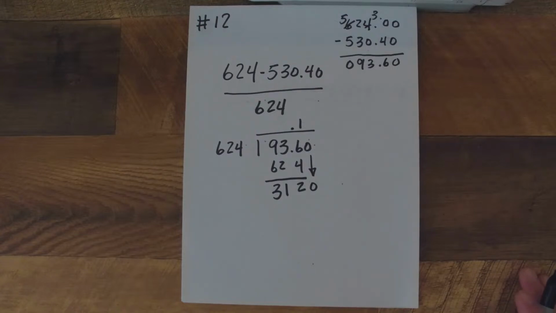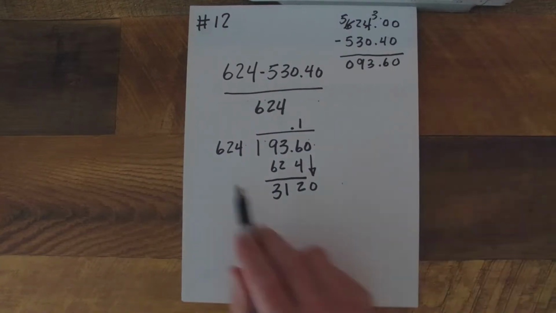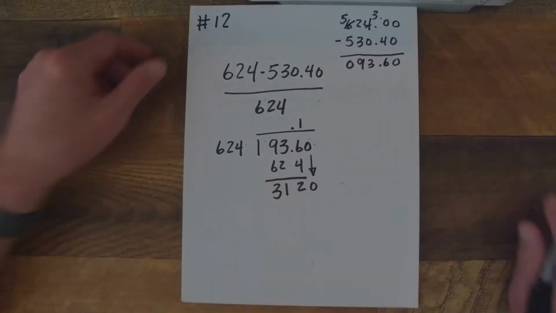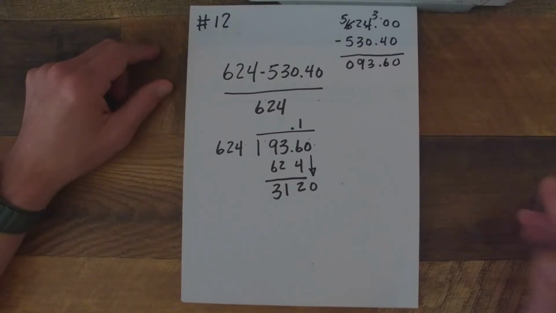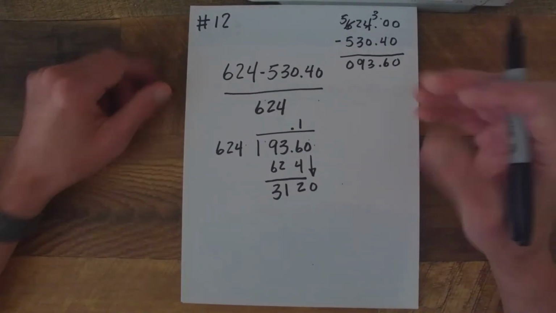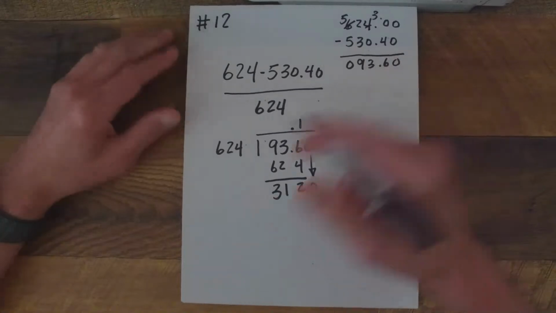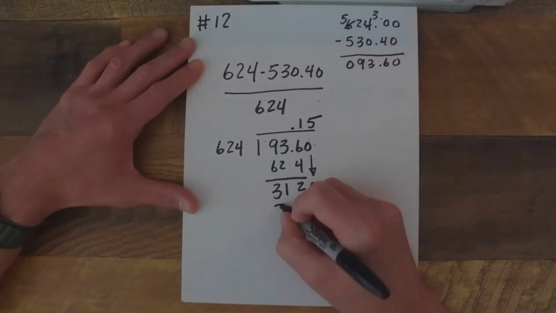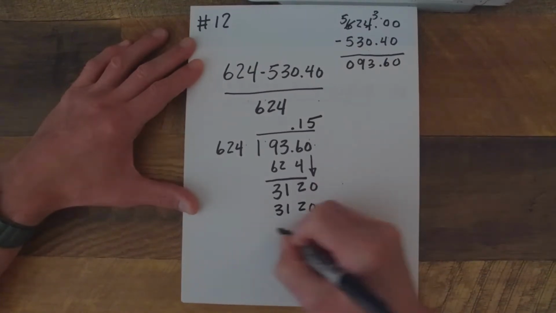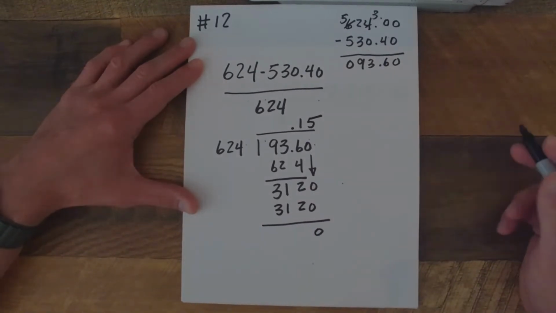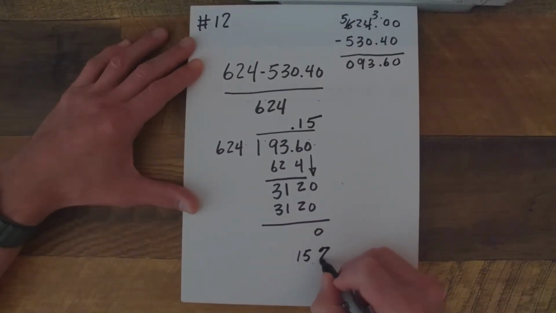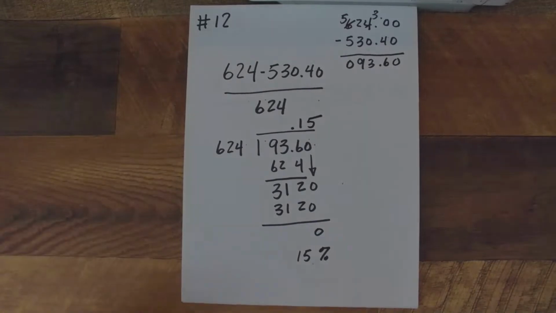Now here's what you can do. If you don't know how many times, you can just trial and error. Do this number times 2, and then times 3, and then times 4, and so on. Start with either one of those numbers, and you want to get as close as possible without going over. Well, if we were to multiply 624 by 5, we would get 3,120, meaning we've now solved the problem. 0.15 is the same thing as 15%. That is the discount here.